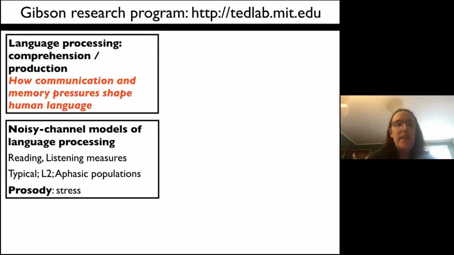Another thing my group has been doing for the last several years is looking at noisy channel models of language processing. I'm not really going to talk about that today, but it's an information theoretic approach to how the process of production and comprehension works in real time, and we try to understand how that works in reading and listening measures across typical populations and other kinds of populations, for instance, people with brain damage to language areas, so aphasic populations. That also plays out interestingly in prosody and in intonation, in stress, but I'm not going to talk about that.